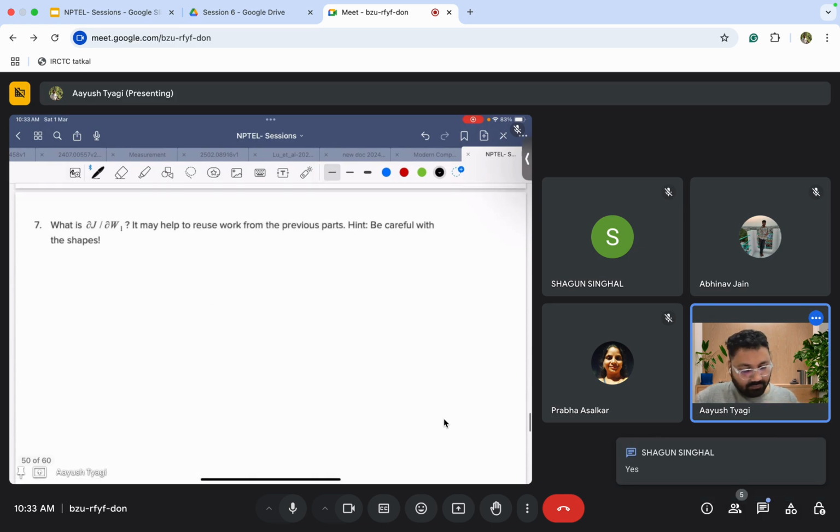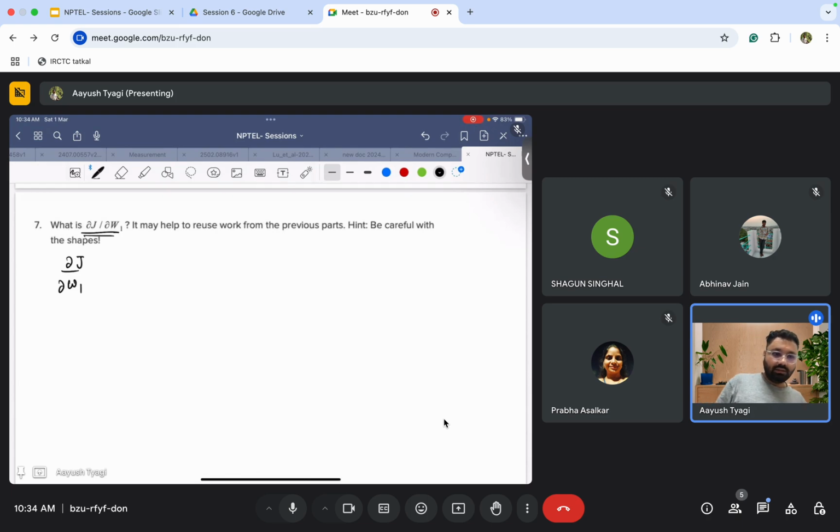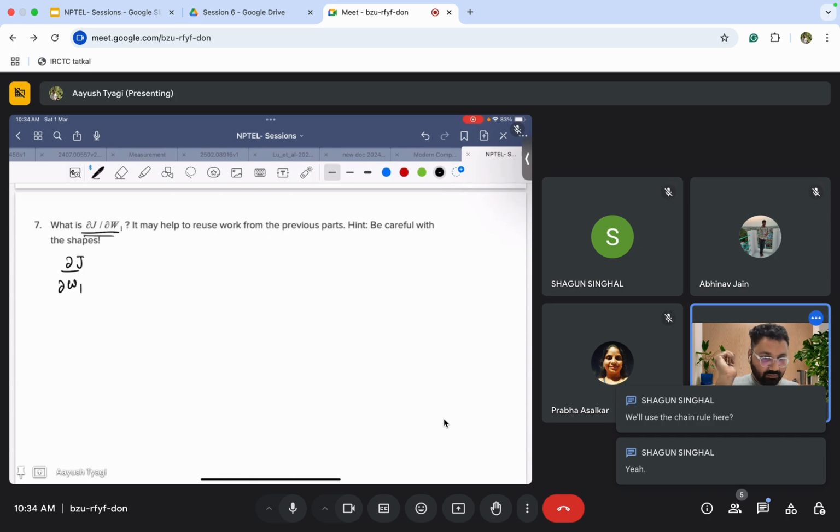Okay, so now what we are required to do here is compute the loss with respect to w1, right? Then only we will be able to update w1, right? So what we are required to do here is compute a chain rule. So let us see what the factors were.